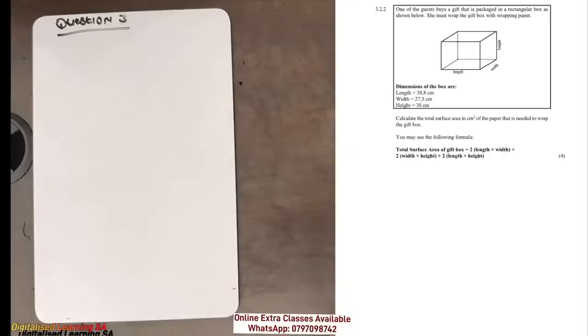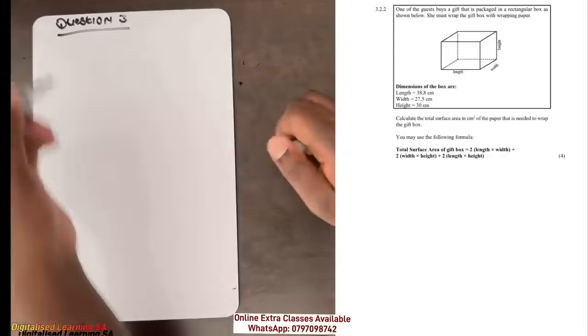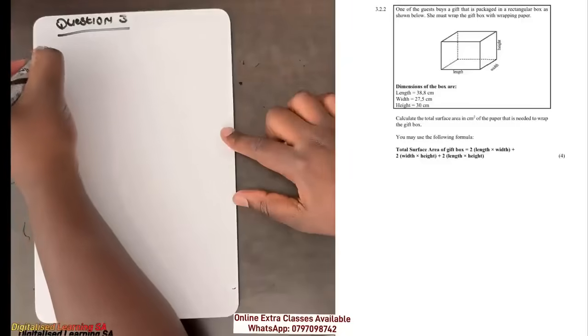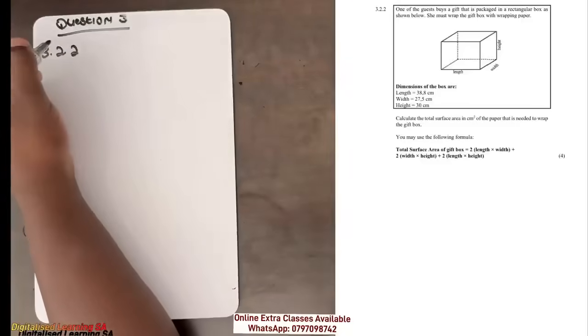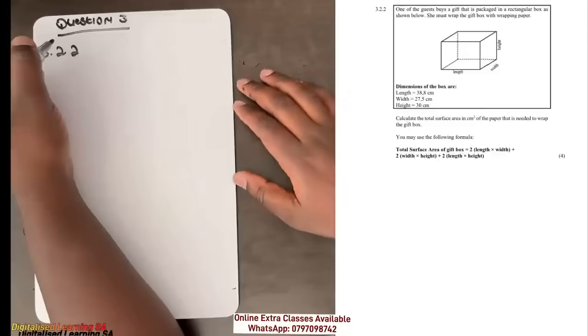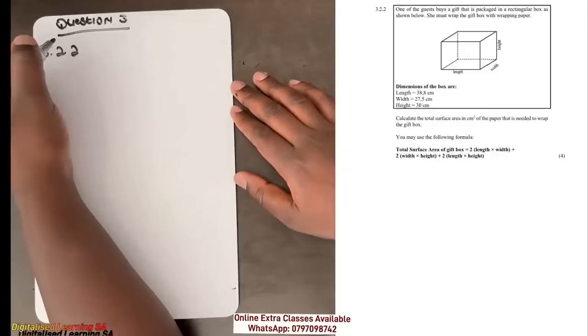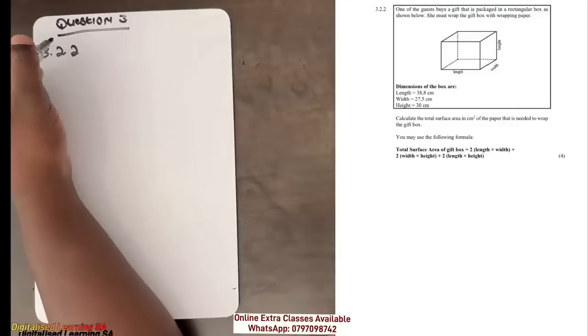Okay, now let's move to question 3.2.2. Question 3.2.2 says that one of the guests buys a gift that is packed in a rectangular box as shown below.